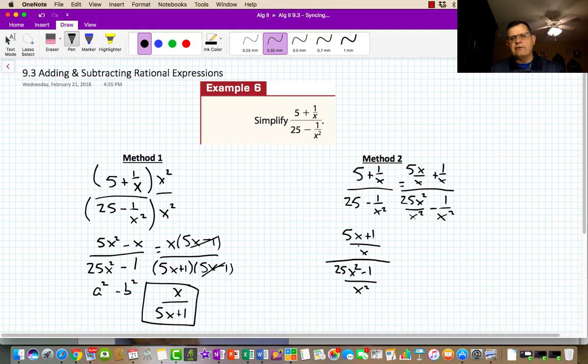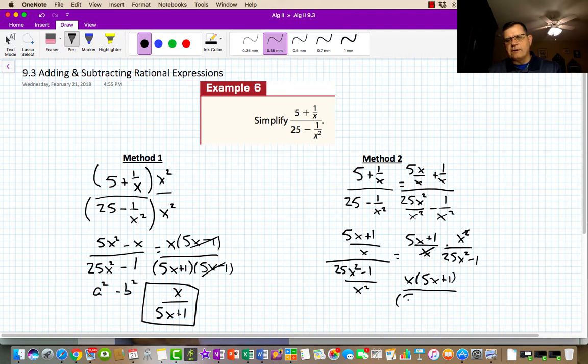Well, we have a fraction divided by a fraction. That's the same thing as a fraction times the reciprocal. So it's going to be times x squared over 25x squared minus 1. So when I divide by a fraction, I just take it, flip it up to the top, and multiply it. And so this x cancels with that x. There leaves an x up top. I end up with x times 5x plus 1. And this, once again, is a squared minus b squared, so I get 5x plus 1, 5x minus 1.